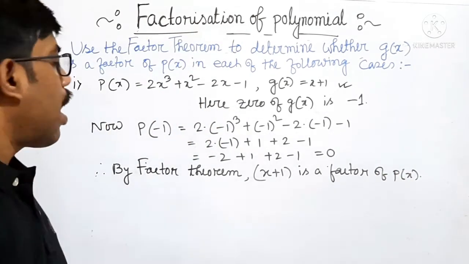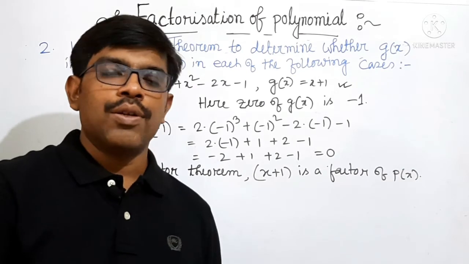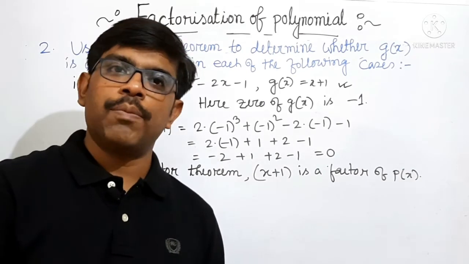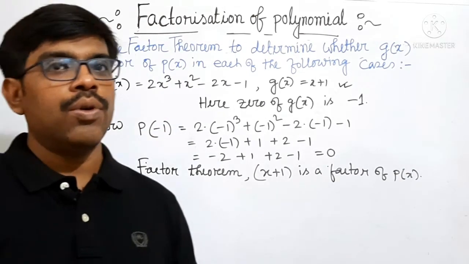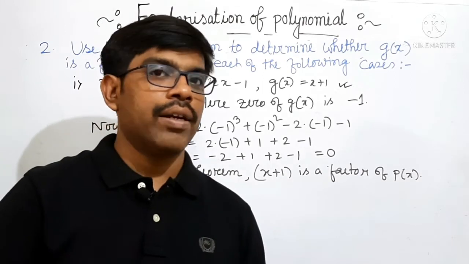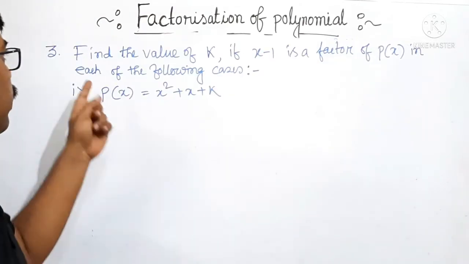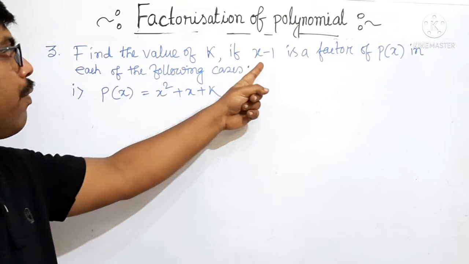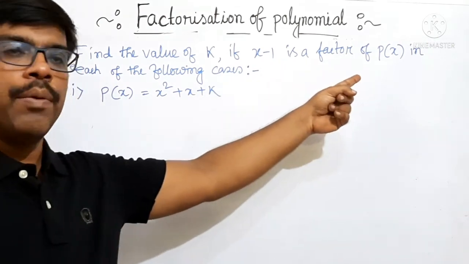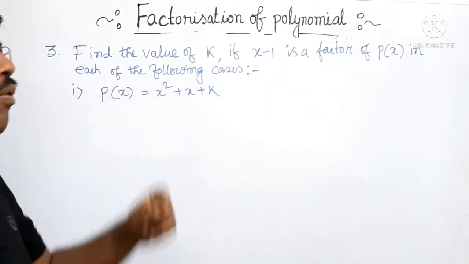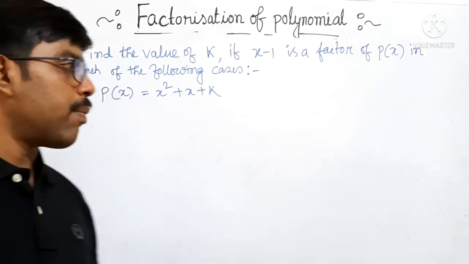Okay, and the remaining all the problems are similar. So you will do all the remaining problems in your home. Now I will do problem number 3 for you. Okay, so problem number 3 is find the value of k if x minus a is a factor of p(x) in each of the following cases. And we take problem number 1.